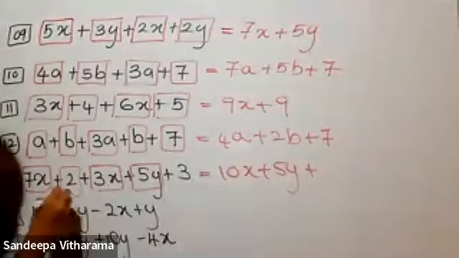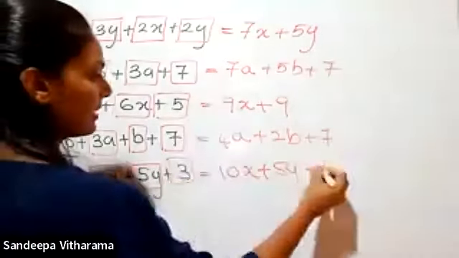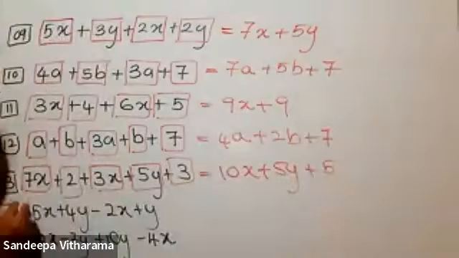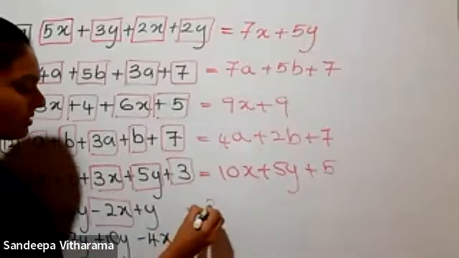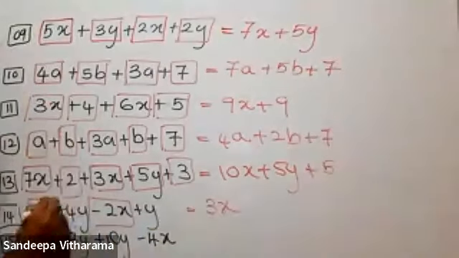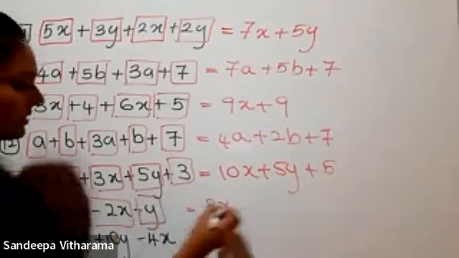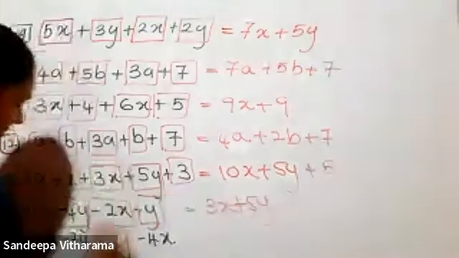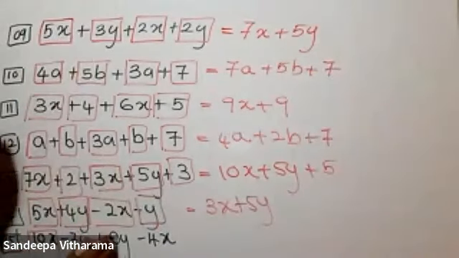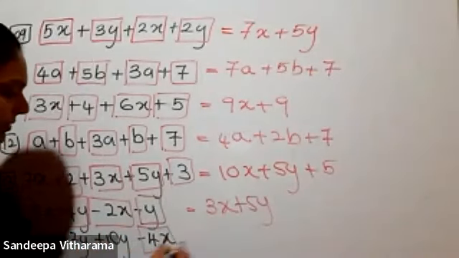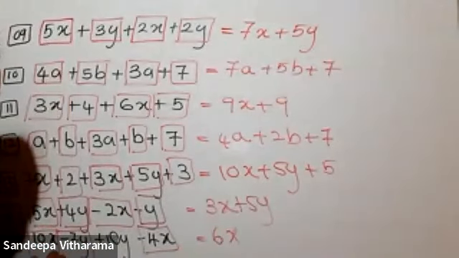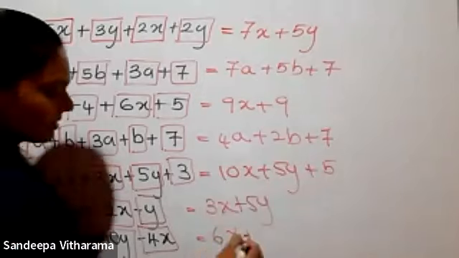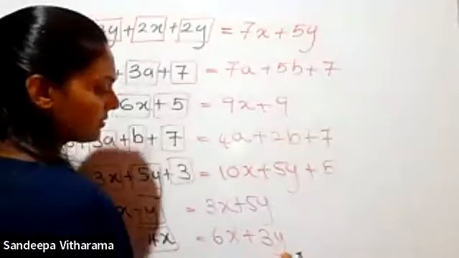Then 2 and 3 are added. Last 5. 5x subtract 2x, then it is 3x. 4y add y, it is 5y. 10x subtract 4x, it's 6x. Negative 7y plus 10y. Answer is 3y.